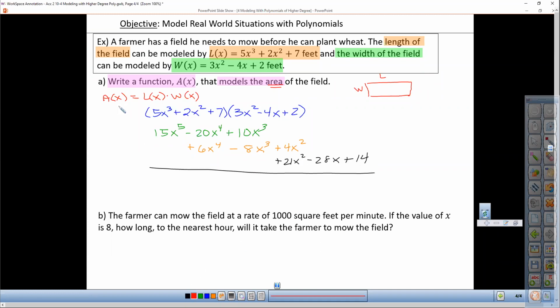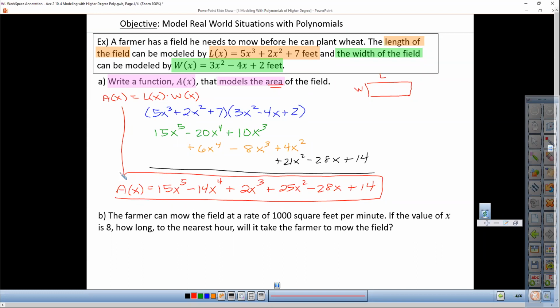Also, I don't want to lose my function's name. So I'm going to start with A of x equals, combining my like terms, 15x to the 5th minus 14x to the 4th plus 2x cubed plus 25x squared minus 28x plus 14. That's a long one, but at least the numbers were easy to work with this time. Didn't really need a calculator.